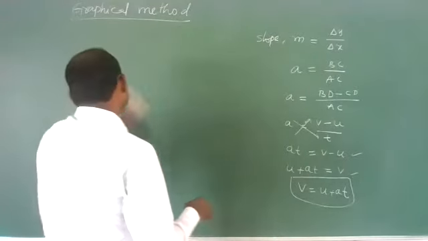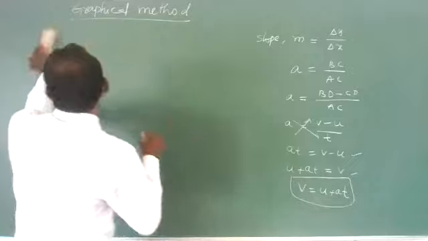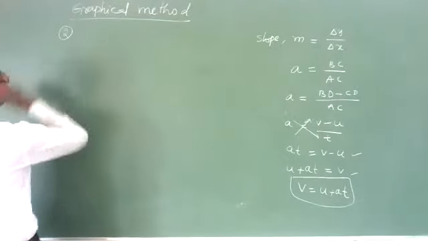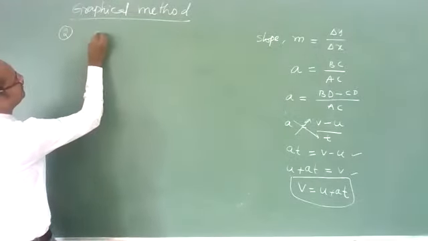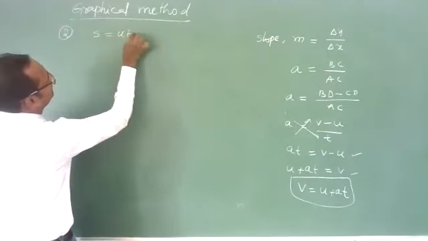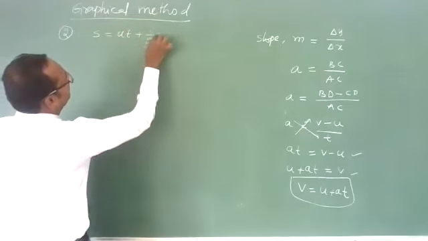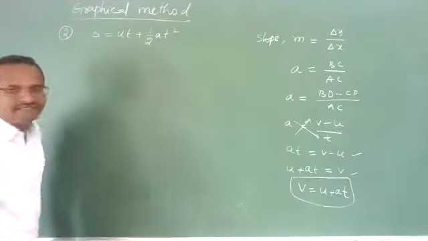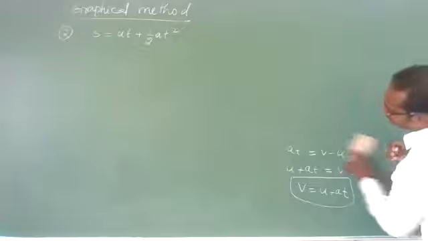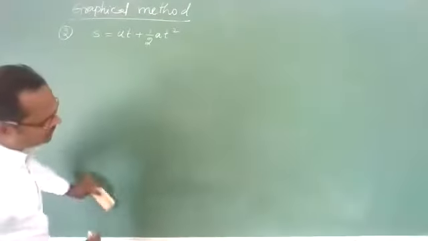Again, same. So the second equation is S is equal to ut plus half at square, correct? Yes. So let us derive this equation also.